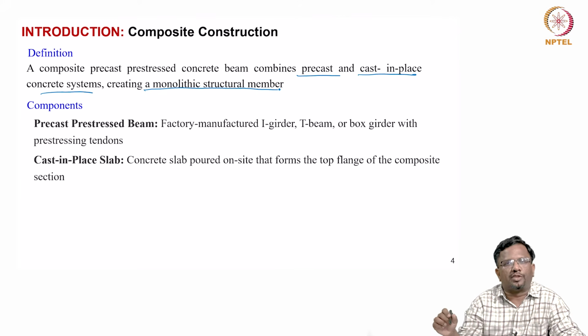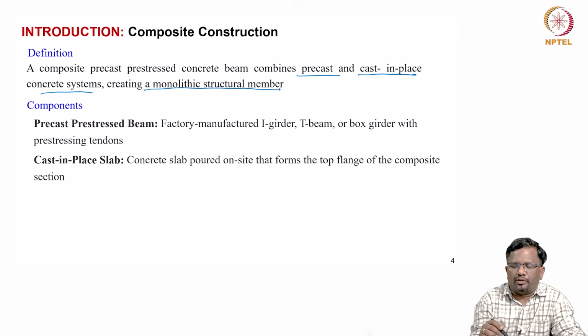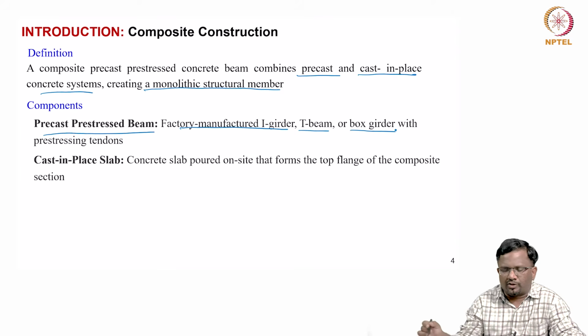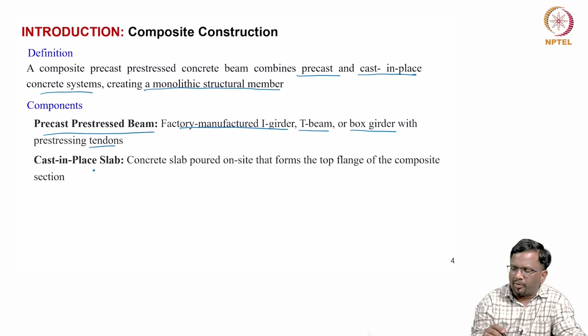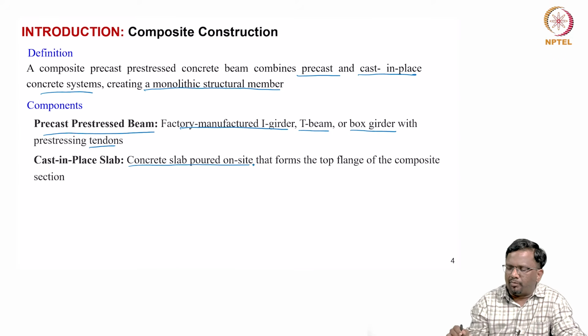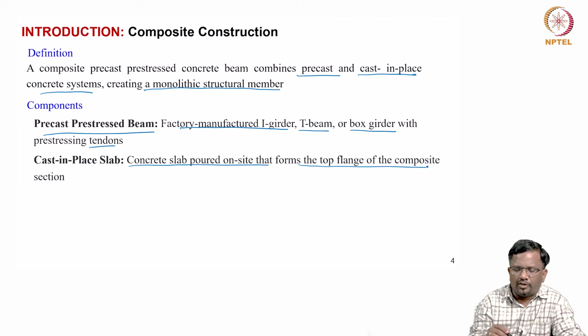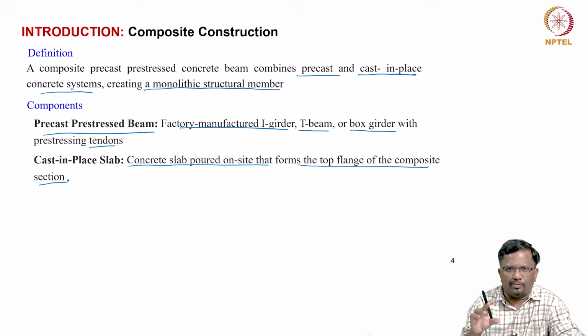Now, what are the components that are there? Usually in composite construction, precast pre-stressed beam will be used. Usually they are manufactured as an I girder or T-beam or a box girder with pre-stressing tendons, and over which the cast in place slab will be provided. So, the concrete slab will be poured on the forms the top flange of the composite section. So, whatever the slab that we are pouring on top of the precast system, that will become the top flange for the entire composite section. So, that is how it is.